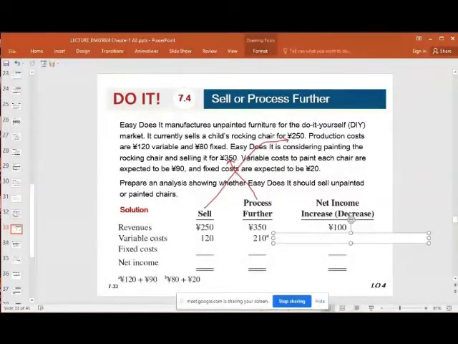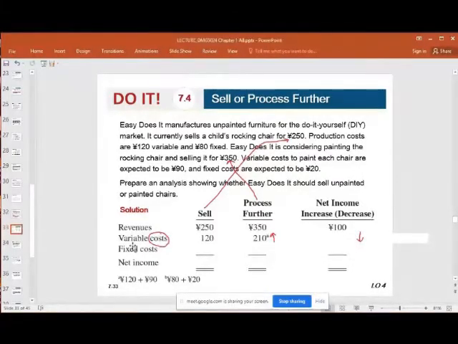So when your cost increased, your net income will decrease. Okay, when your cost increase, net income will decrease. So this one you will decrease by 90, which is the one that you increase. So you have a negative figure.